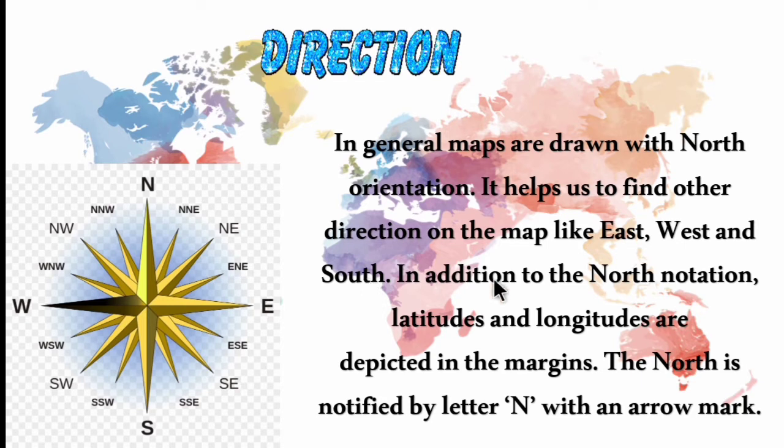In addition to the north notation, latitudes and longitudes are depicted in the margins. The north is notified by N with an arrow mark. Once we fix the north direction, we can automatically find the other three directions, and the north is notated by N.